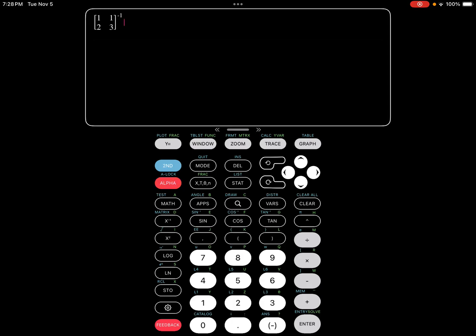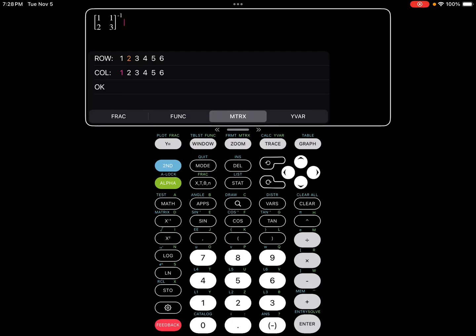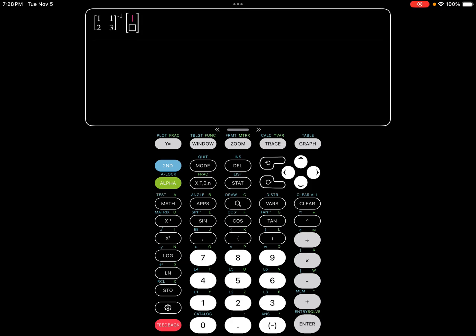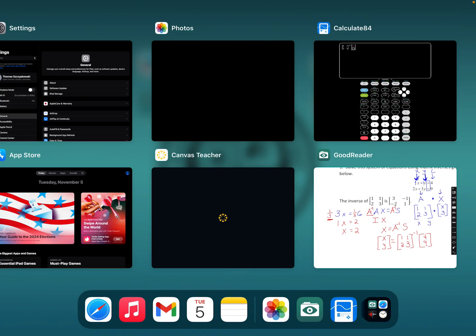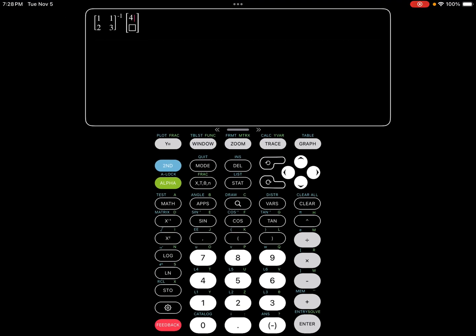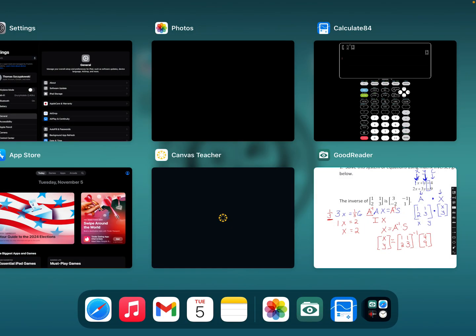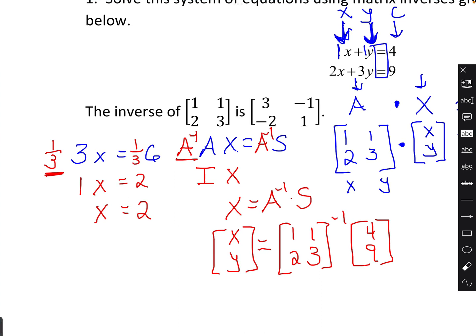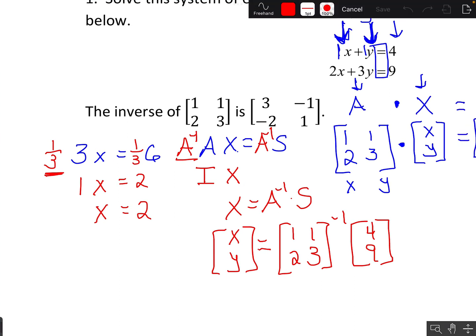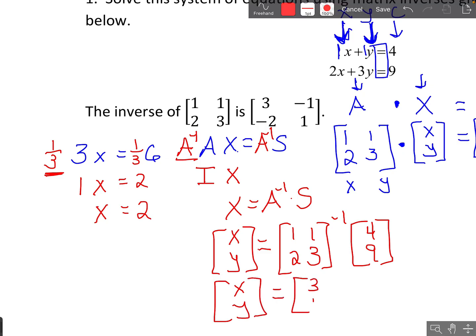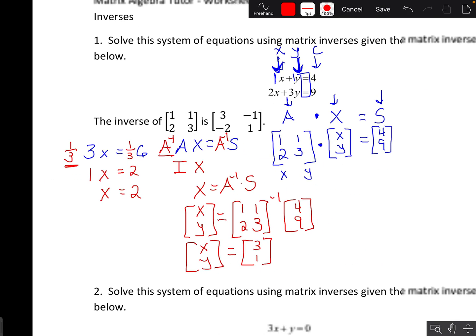Now I'm going to hit alpha, zoom, and this time I need a 2 by 1 matrix. So here I'm going to set up for a 2 by 1, and I'll type in my 2 numbers, which were 4 and 9. And I hit enter, and it shows me my matrix over on the right, which is 3, 1. So over here, I can see this matrix, xy, is equal to 3, 1. So I have solved my system of equations for both variables.